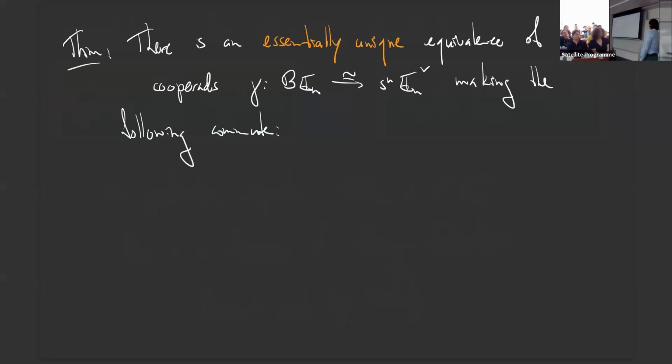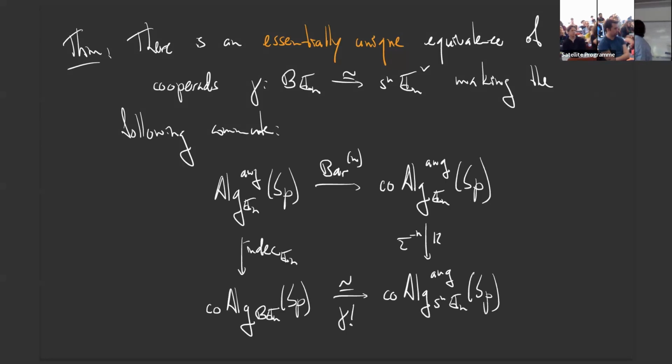Here's a different flavor of theorem, which is closely related to these previous results. The theorem is that there's an essentially unique equivalence of co-operads between the bar construction. This equivalence was already there; it's the theorem of Ching-Salvatore, but I'm claiming there's an essentially unique one that makes the following diagram commute.